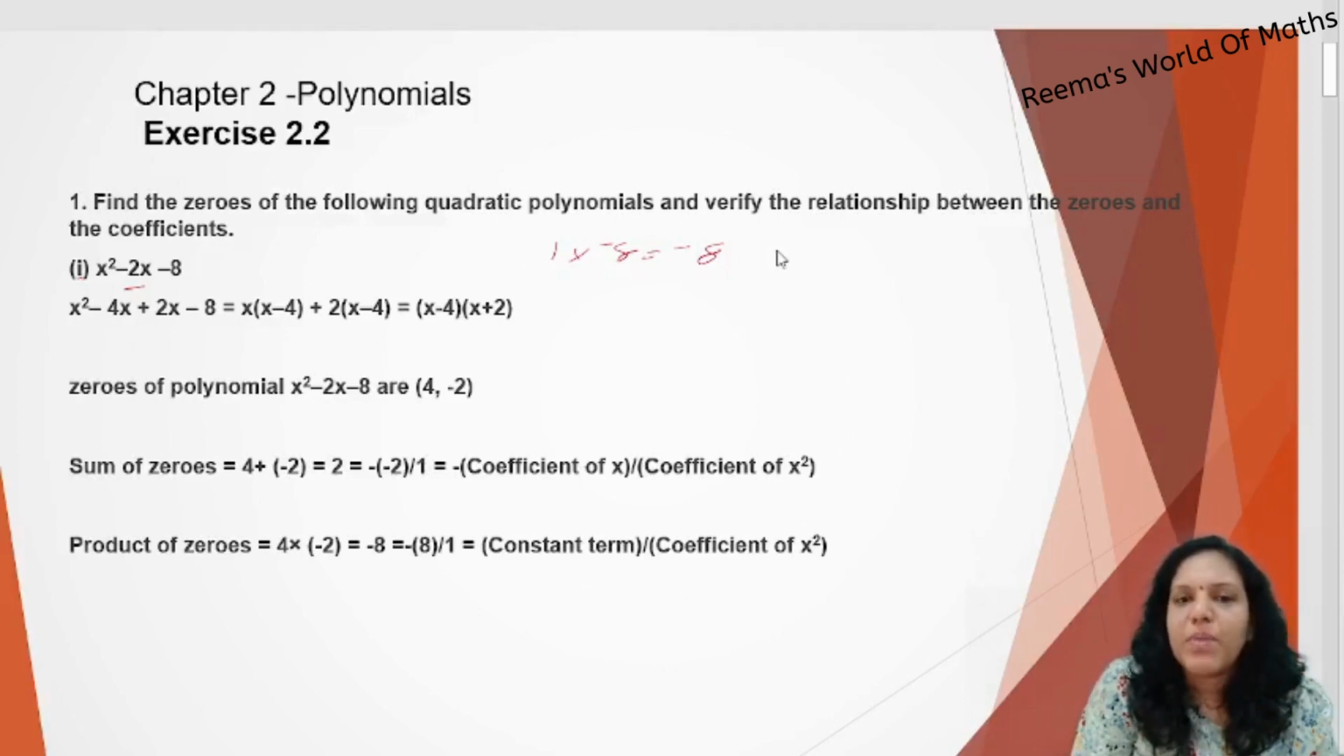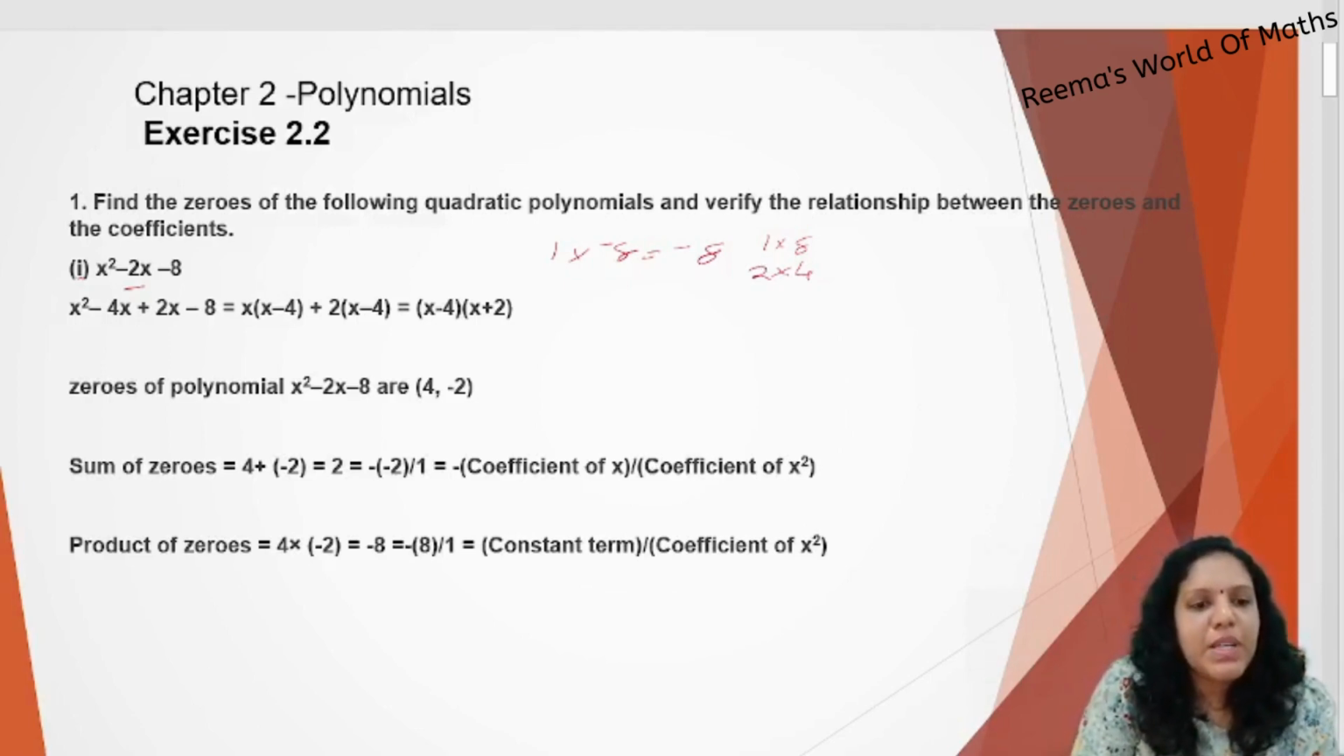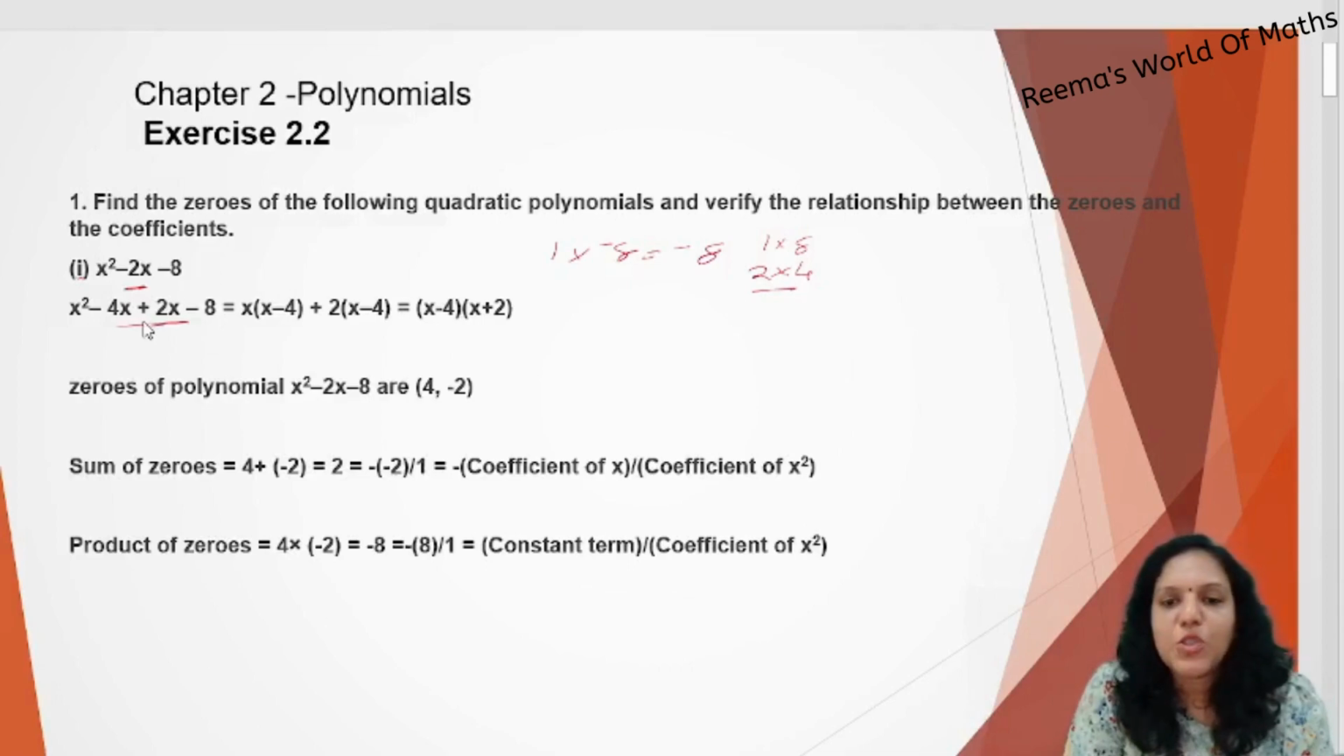How can we write minus 8? It can be expressed as 1 multiplied by 8 or 2 multiplied by 4. These are the only two ways we can express it when we factorize. So if we split the middle term minus 2x, we can split it using 2 and 4. So it will be minus 4x plus 2x. After splitting, it will be x squared minus 4x plus 2x minus 8.